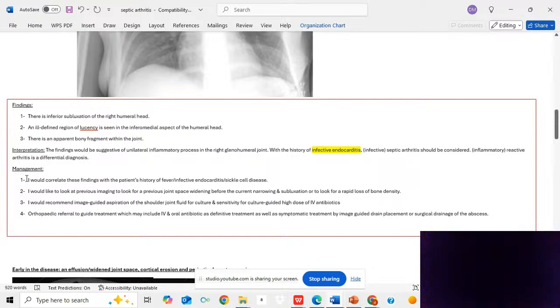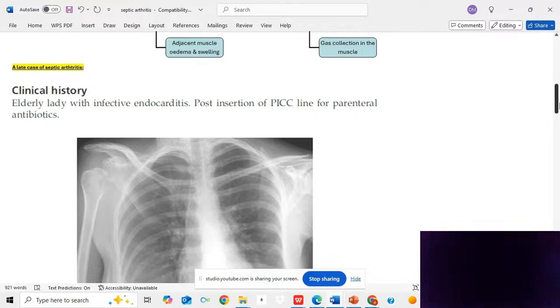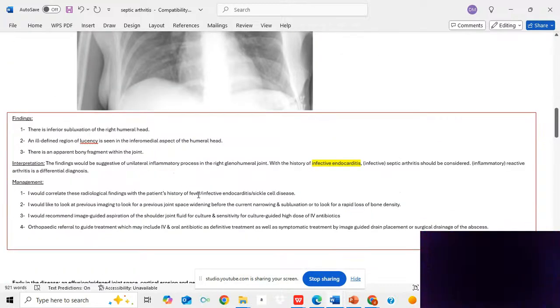Management. The first management here, you need to say, I would correlate these radiological findings with the patient's history of either fever. Did he say fever here? No. Okay, so if the patient has fever, yeah, the most likely diagnosis is infective endocarditis.